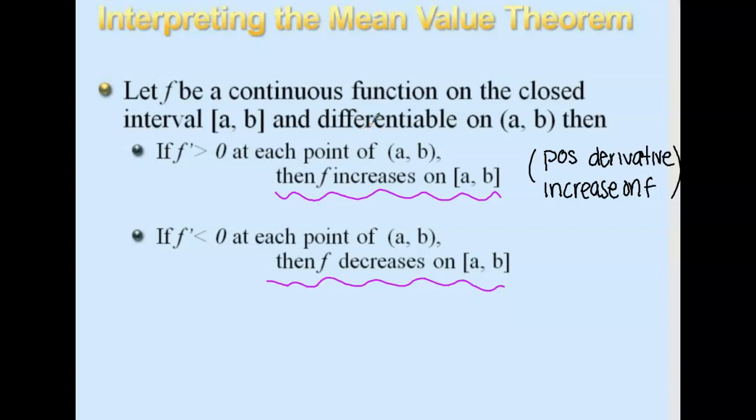So if f is continuous on the closed interval [a, b] and differentiable on (a, b), then our derivative is greater than 0 if f increases. Our derivative is less than 0 if f decreases. And that's what we talked about with those graphs at the very beginning. I asked you, okay, the function is increasing, what's my derivative doing? The function is decreasing, what's my derivative doing? The mean value theorem helps us find those points.